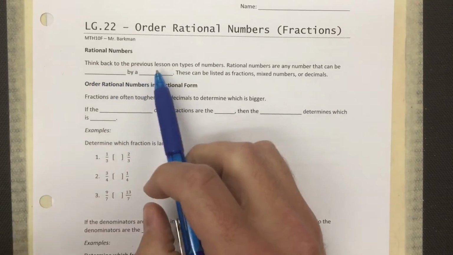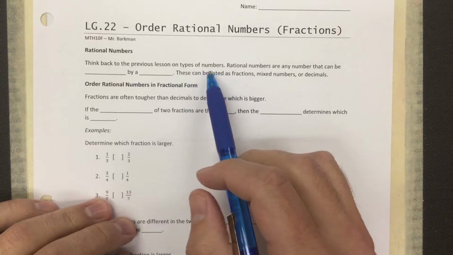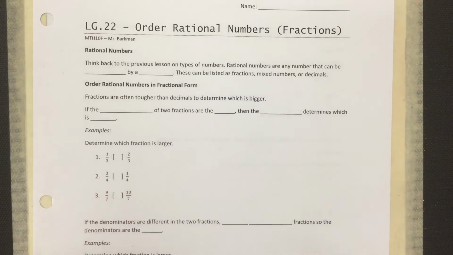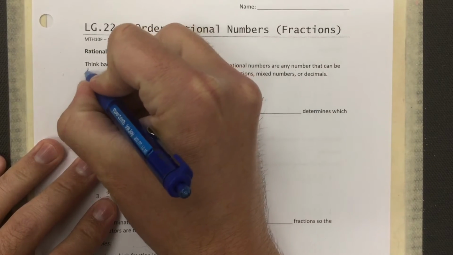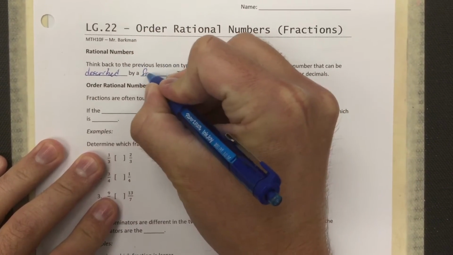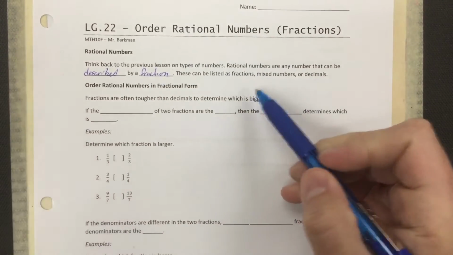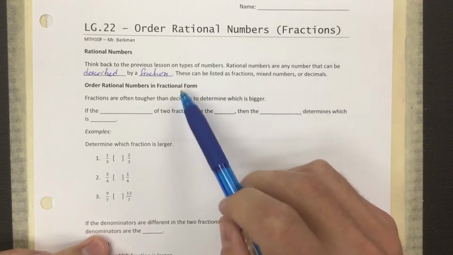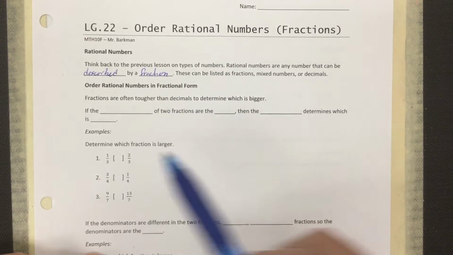Now, if we think back to a previous lesson on any type of numbers, rational numbers are any numbers that can be described by a fraction. So these are listed as fractions, mixed numbers, or decimals. Today we're going to be taking a look at fractions and how we order them.